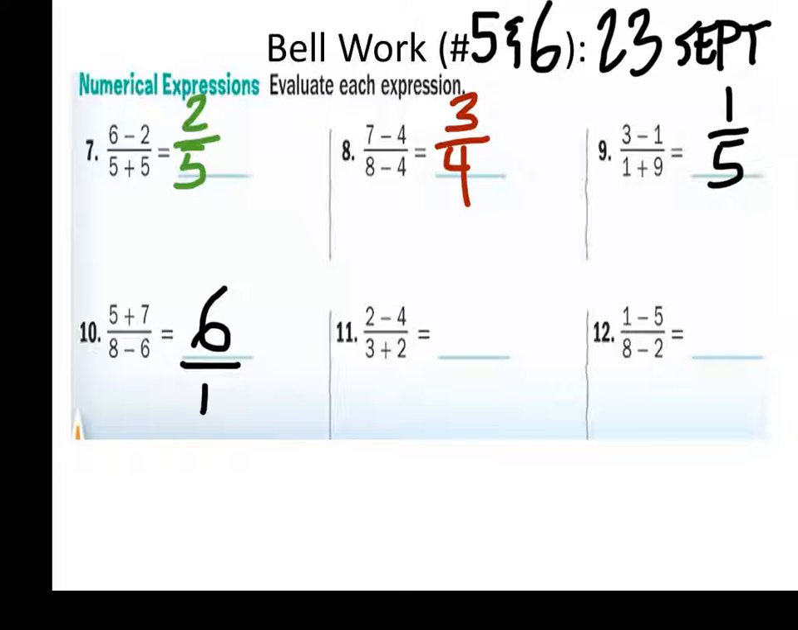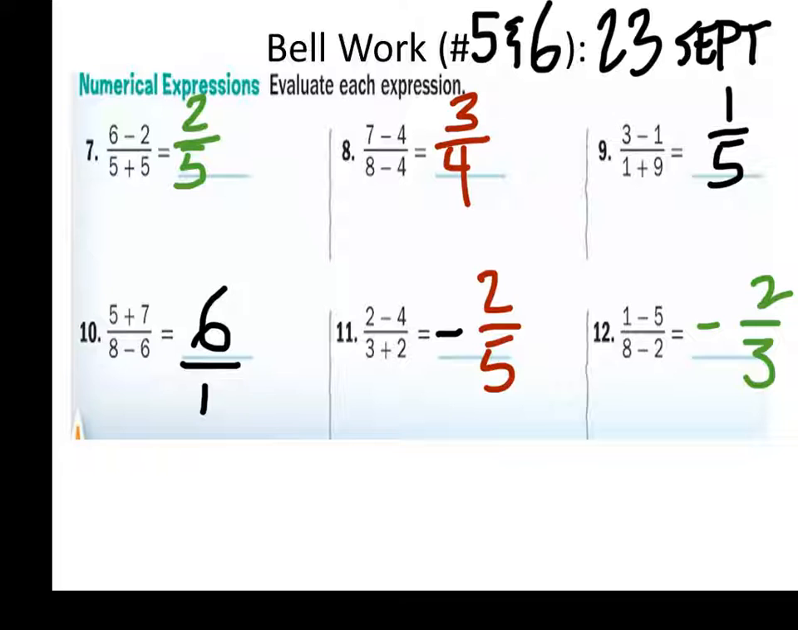Very good. 11. Wait, Mr. Sal, is it 3 divided by 2 or 3 plus 2? Looks like it's 3 plus 2. Yes, 2 over 5. Negative, right? Yeah. Good. And 12 is going to be negative as well. 12 is 1. Christian? Two for... Excellent work.